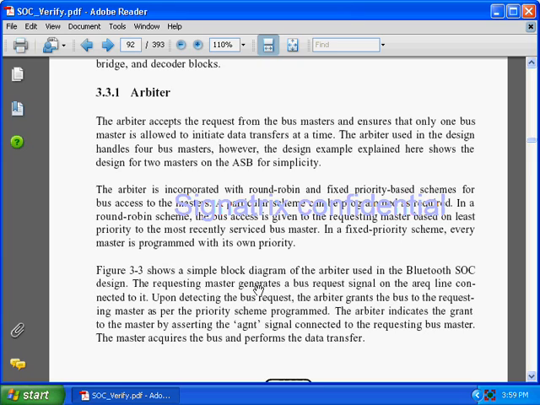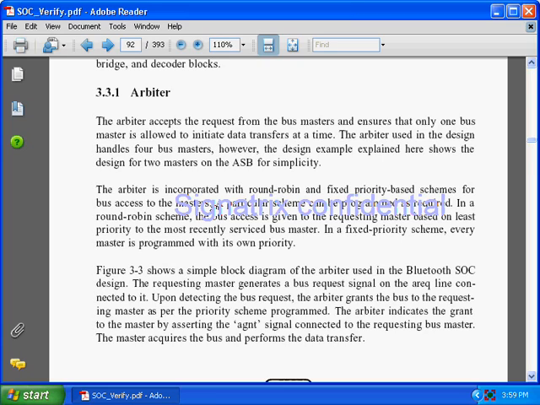One of the arbiter algorithms is round robin, and the other is a fixed priority based scheme for bus access to the master. These are the two techniques they have shown in order to implement the arbiter. They are saying a particular scheme can be programmed as required, based on the application. If you always want to give the higher priority to the processor, then you have to go with the fixed priority algorithm, right?